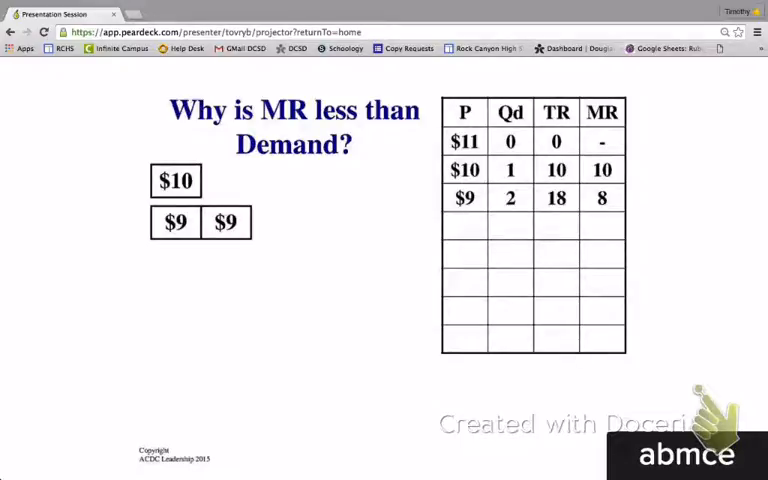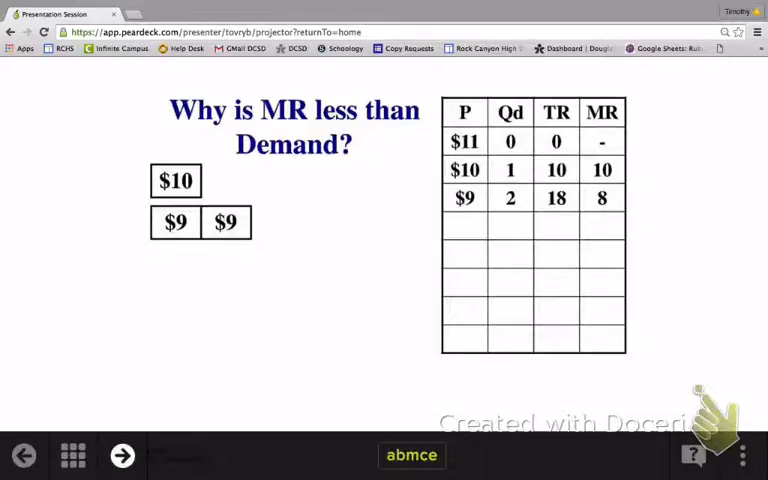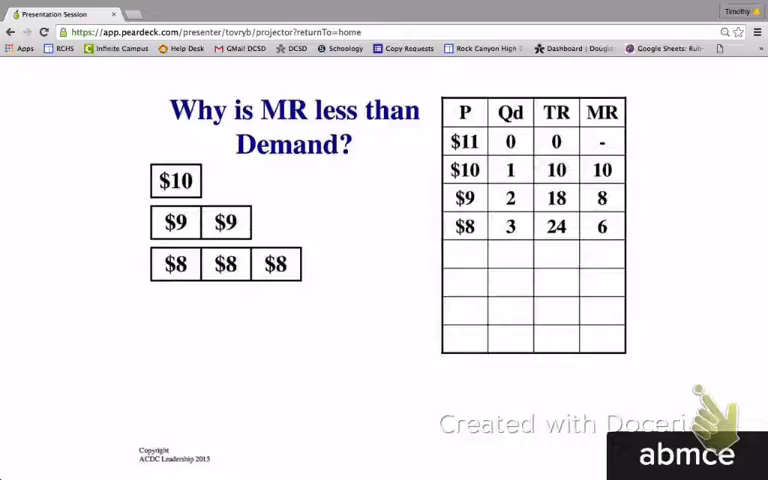But by selling an additional unit, that increases our revenue by $9. So we add $9 to our revenue, but we lose $1 from the first unit sold, so 9 minus 1 is 8. So marginal revenue is equal to 8, not 9. So it's not equal to the price. When we sell the third unit, now we get an additional $8 by selling the third unit, but we have to lower the price of the first 2 from 9 to 8. So we lose $2 from that. 8 minus 2 is 6.